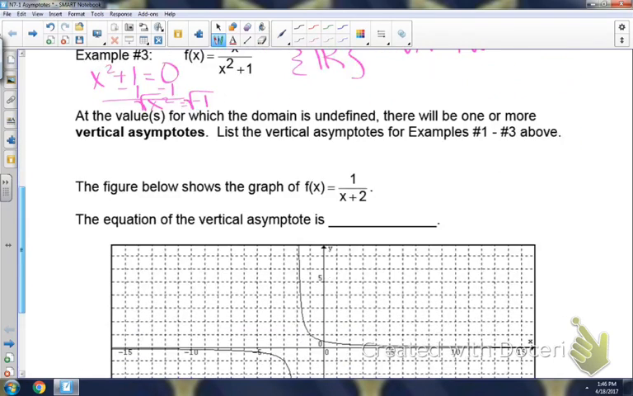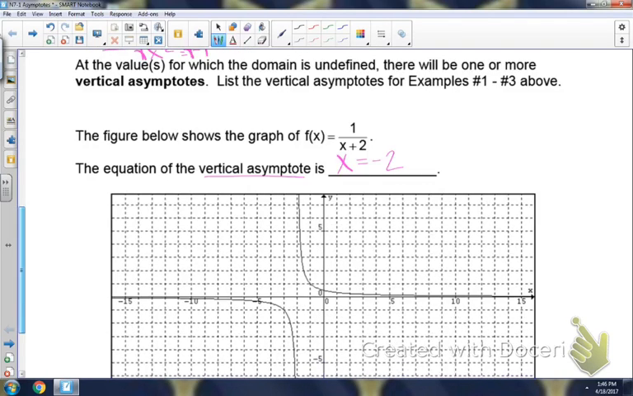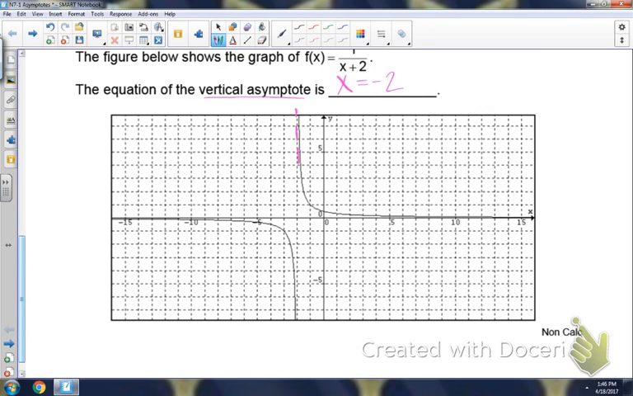Alright, looking at the next part, the figure below shows the graph of f of x equals 1 over x plus 2. If we look at that function, what causes it to be 0? That would be -2. So your vertical asymptote would be x equals -2. If you look at the graph, look in the middle of these two and draw your vertical asymptote. It's where they're both approaching. So notice it's a vertical line. It crosses the x at -2. So that's where this x equals -2 comes from. So whatever causes your denominator to be 0 is your vertical asymptote.